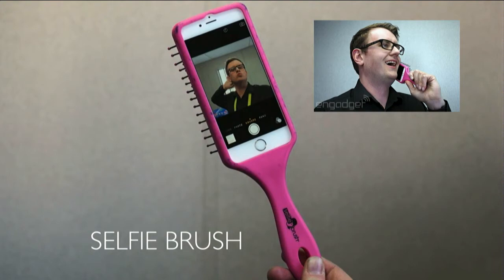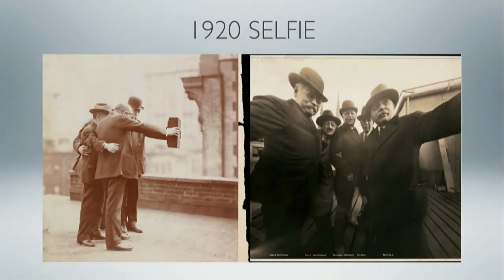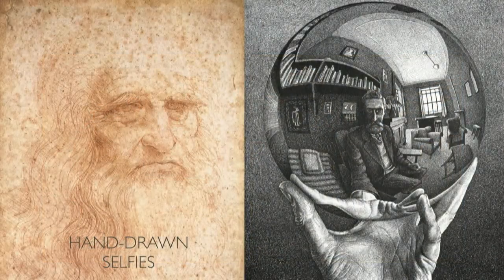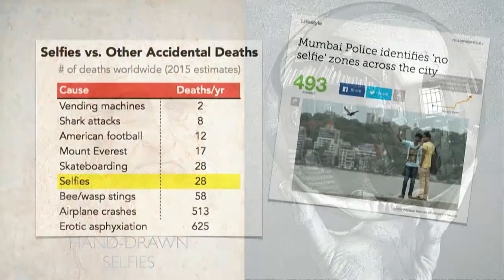There's now selfie brushes so that you can comb your hair and then see what it looks like. And selfies are not new to smartphones. There's 1920 and a bunch of guys are taking their selfie. And before there were phones and electronics, there was artists, right? And so we have hand-drawn selfies that were there.